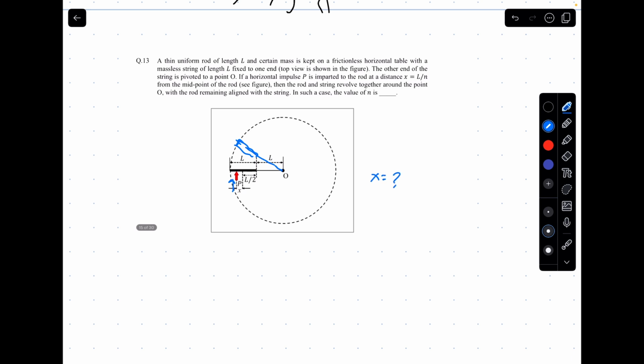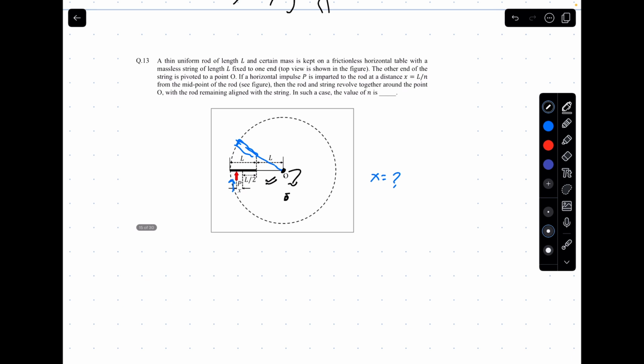So in this case, what I was thinking is that the O point will be the instantaneous axis of rotation for this complete system. So I will find the omega about this point O, and I will also find the omega by using the torque about the center of mass, and I will equate both omegas.